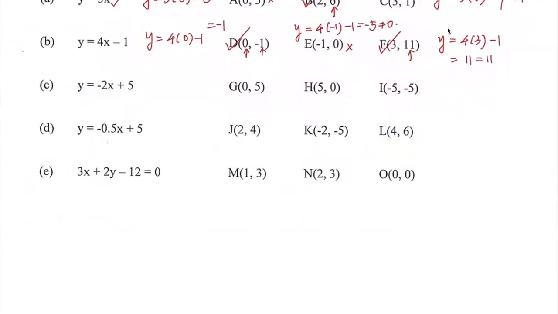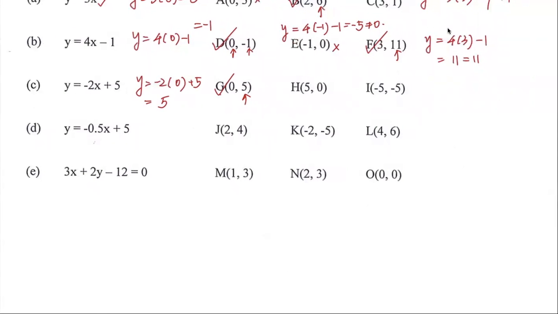Part C. y is equal to minus 2x plus 5. Now we should know how to do this, right? For this point, let's try. y is equal to minus 2 times 0 plus 5, which is equal to 5, a match. So this point is on the straight line, which means this point satisfies the linear relation.